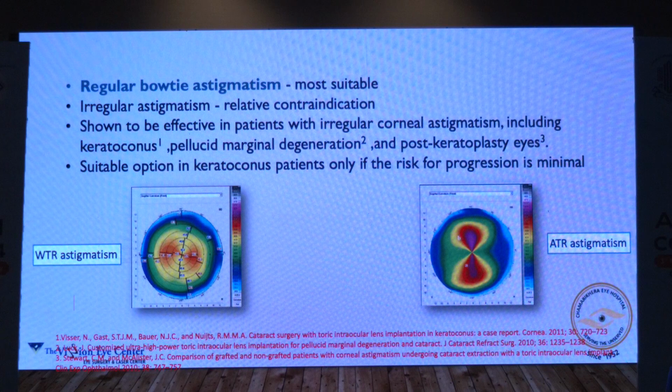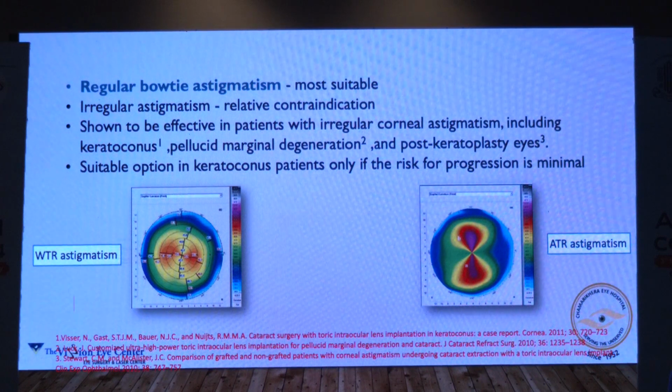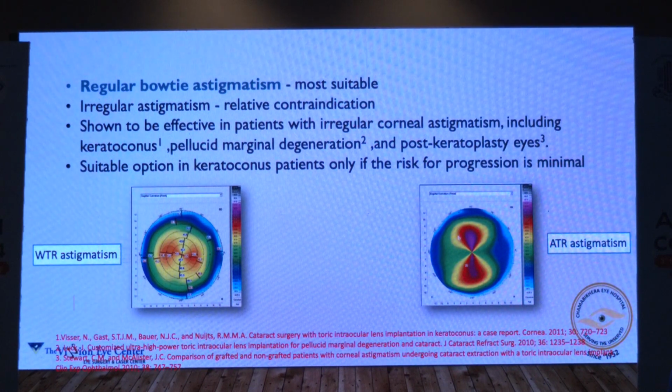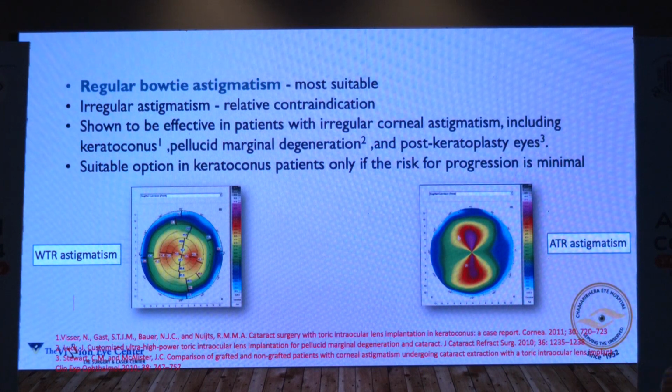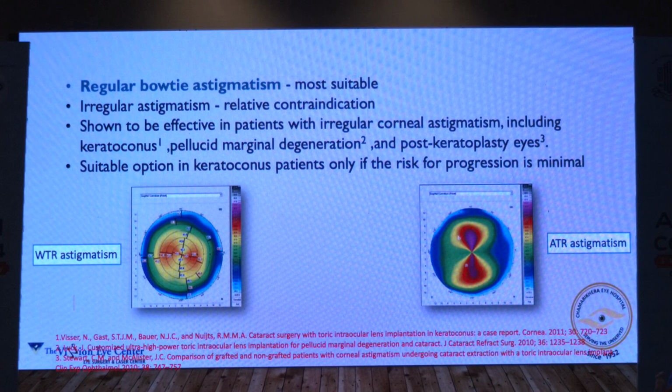It is shown to be effective in patients with irregular astigmatism, including keratoconus, pellucid marginal degeneration, and post-keratoplasty eyes, if on the Pentacam the EKR values from 2 millimeter right up to 6 millimeter are pretty much the same, and there is not much more than a 0.5 jump of the values from 2 millimeter to 5 millimeter of the cornea.